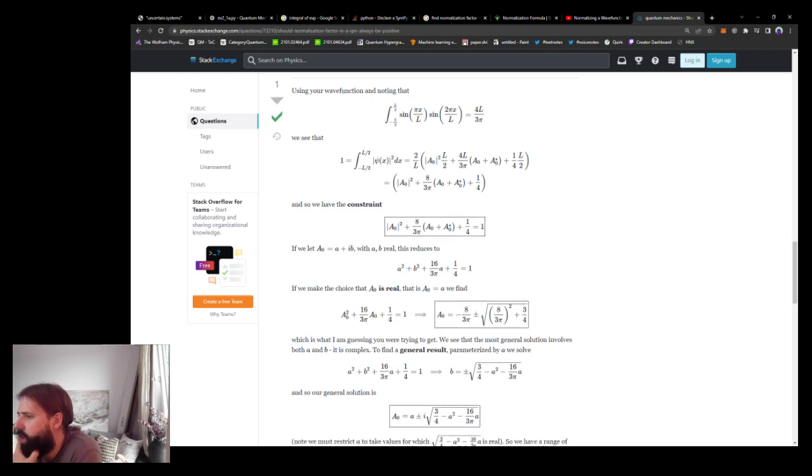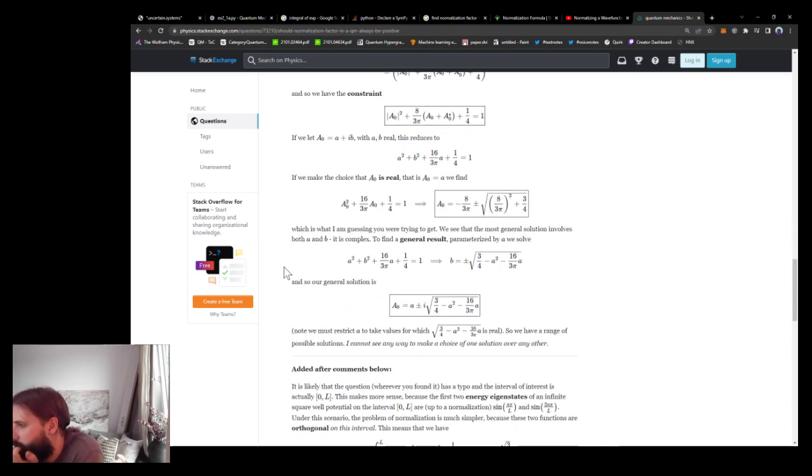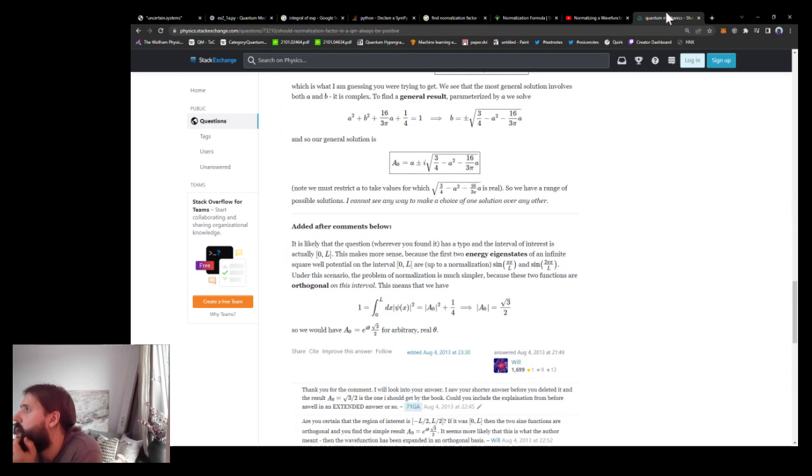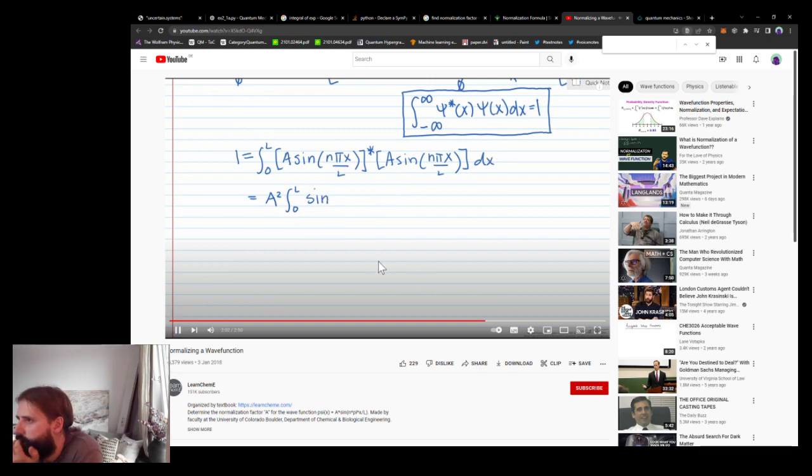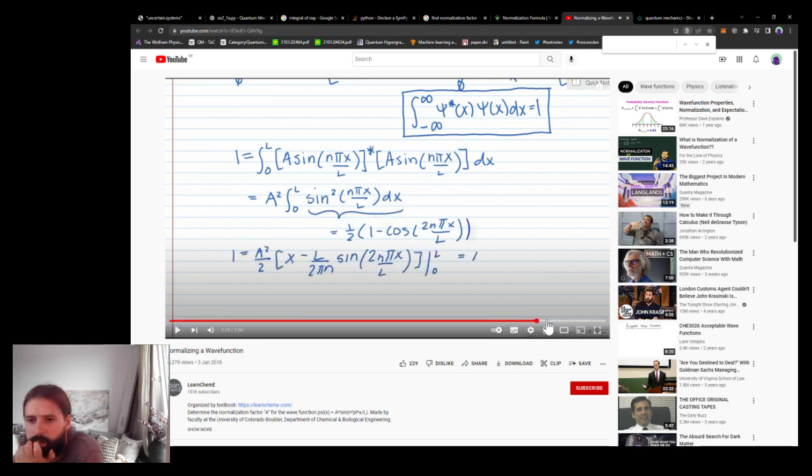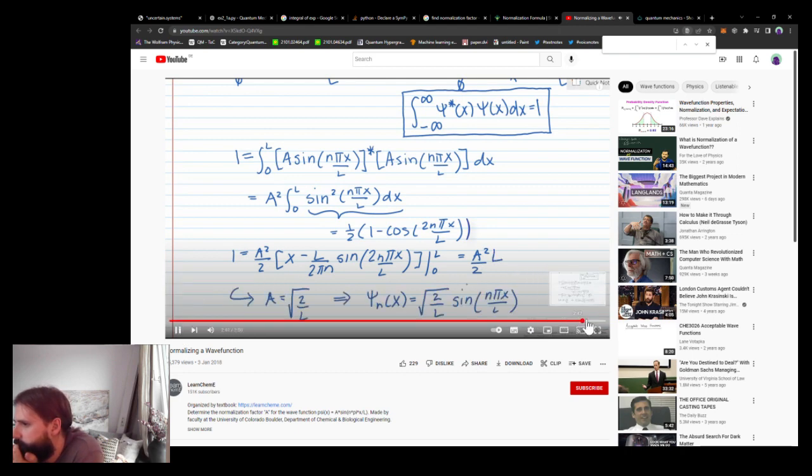If we make the choice that A0 is real, okay, so it can be constant. It can be complex. What we're left with is the integration from 0 to L, substitution over 2 times L. Go ahead and solve for A to the square root of 2 over L times sine of n pi x over L.